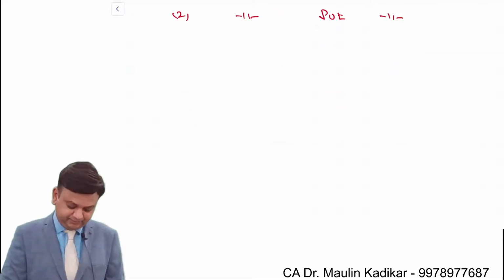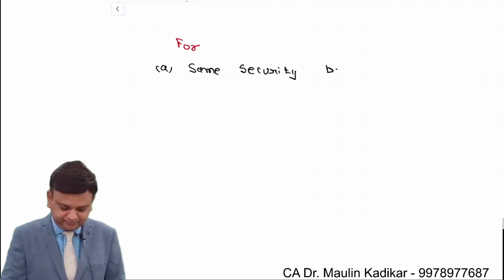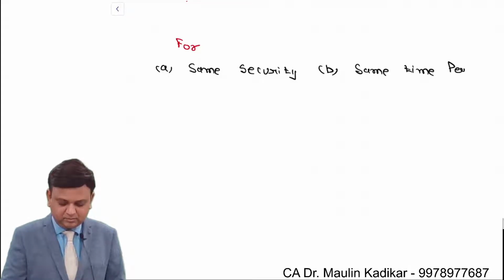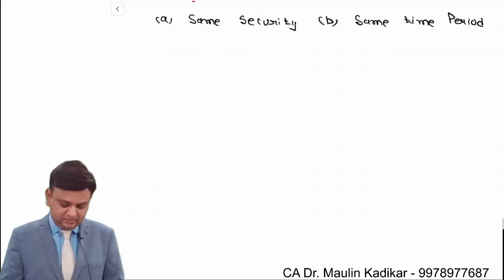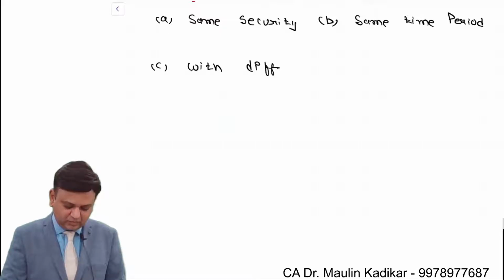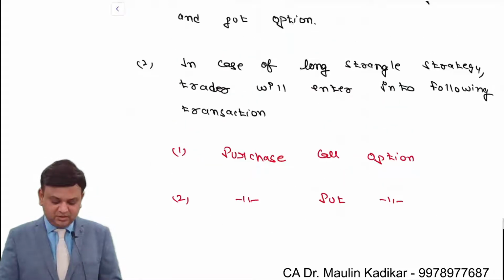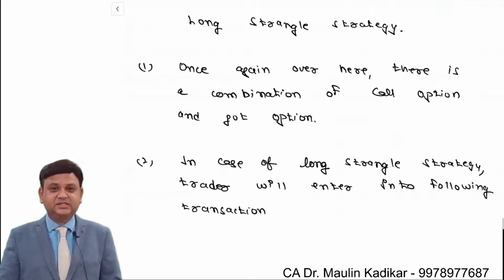With a paragraph, write down: for the same security, same time period, with different exercise price. This is the way we will have the long strangle strategy.